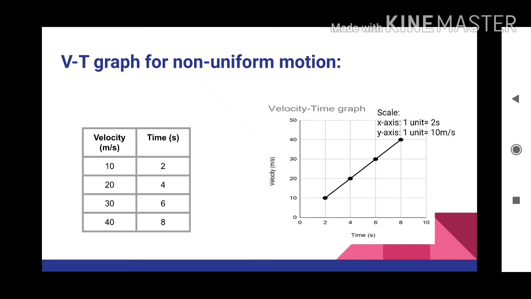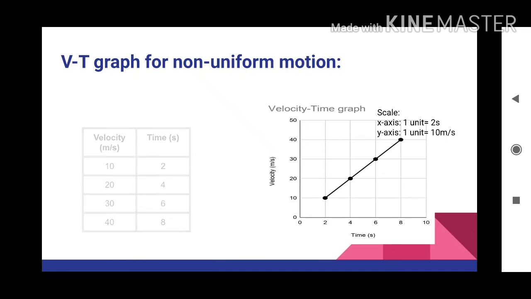That means the slope of the VT graph always gives us the value of acceleration. So this means the acceleration for the non-uniform motion, here in this case, is constant. In the beginning itself I said in non-uniform motion we have two cases, one with constant acceleration and the other with varying acceleration. So here this is the VT plot with constant positive acceleration.